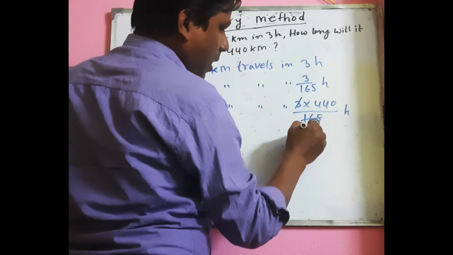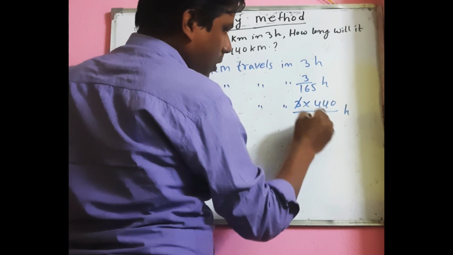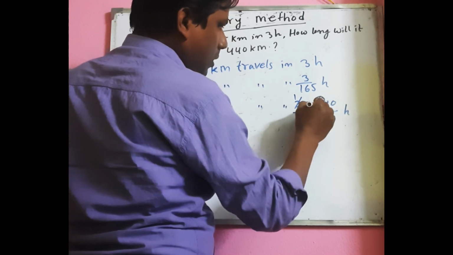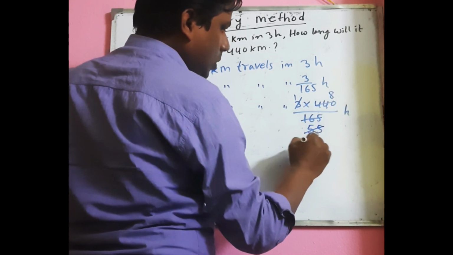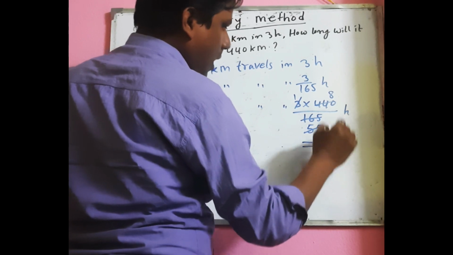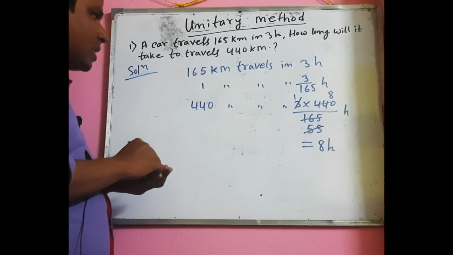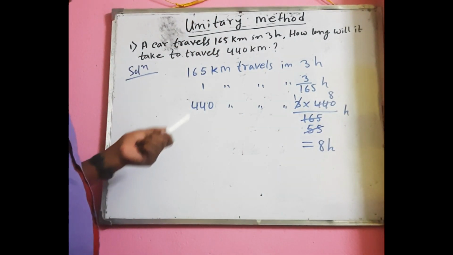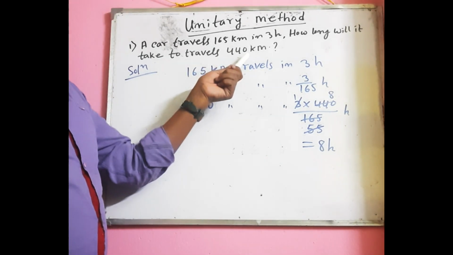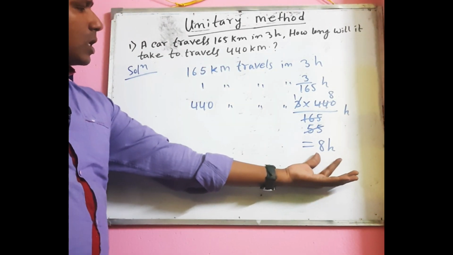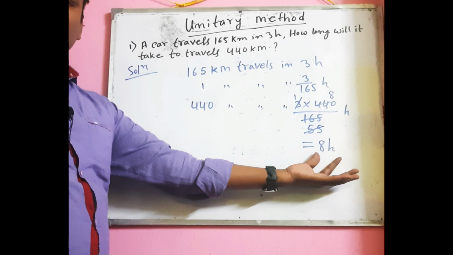Now simplifying this, we get this one and this one. This is 8 hours. That is, to travel 440 kilometers, the car needs 8 hours.